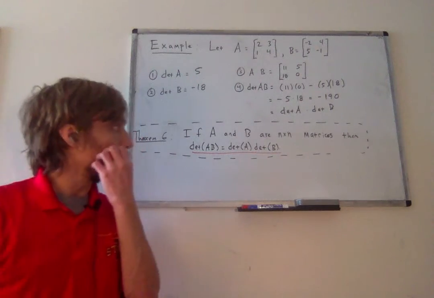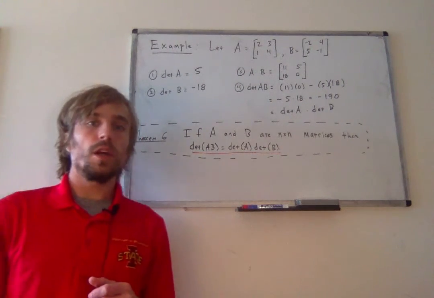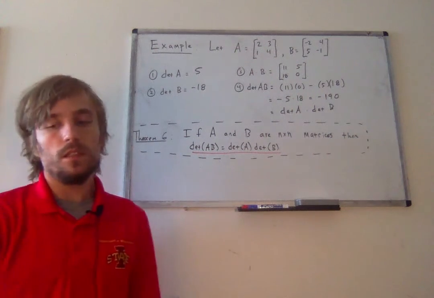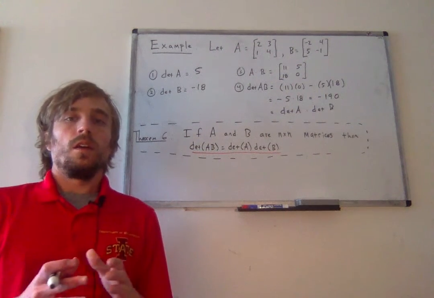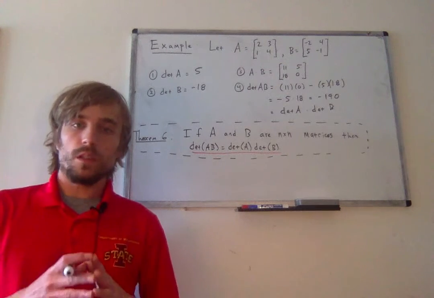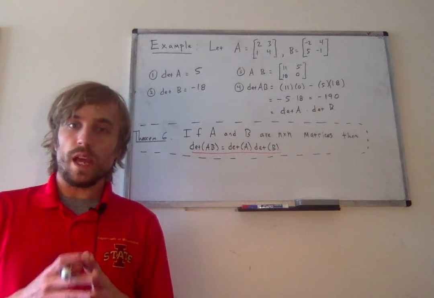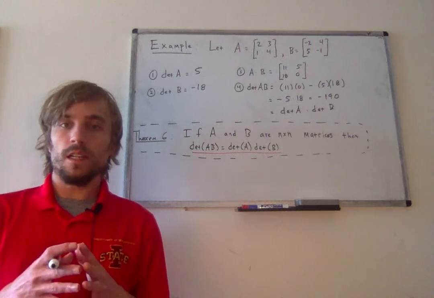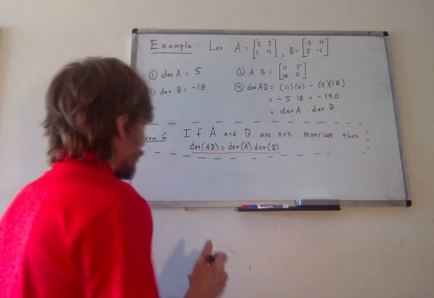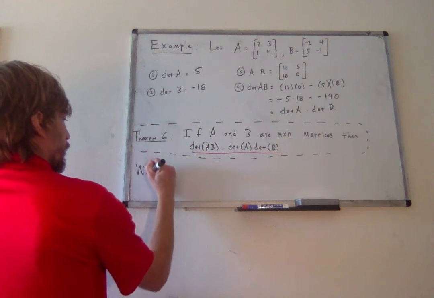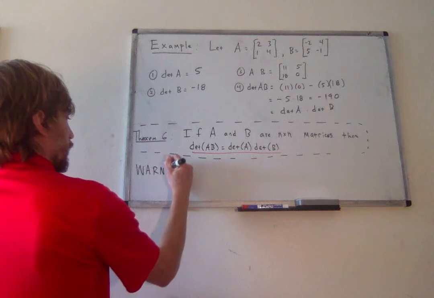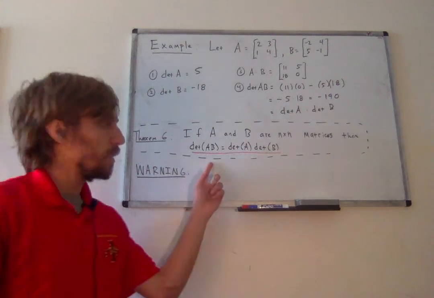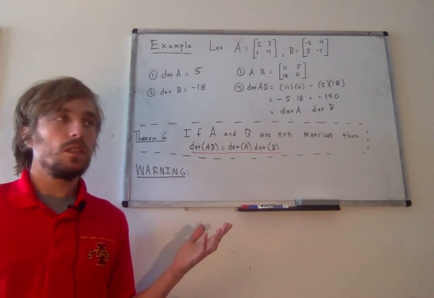If A and B are n by n matrices, then the determinant of the product is equal to the product of the determinants. All right, so I want to end with some examples, but before I do that, I want to give you a very important warning about this. This is called the multiplicative property of determinants.